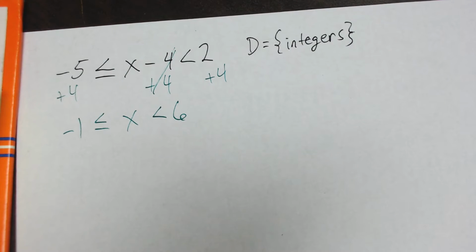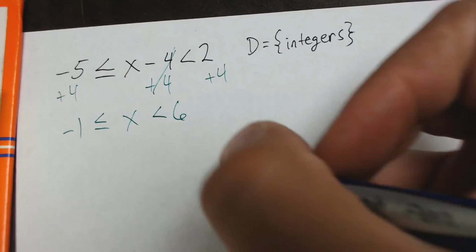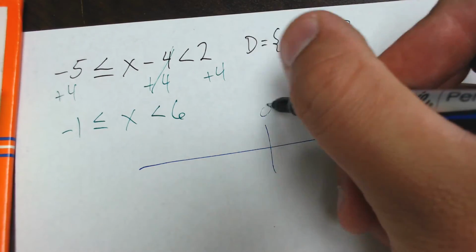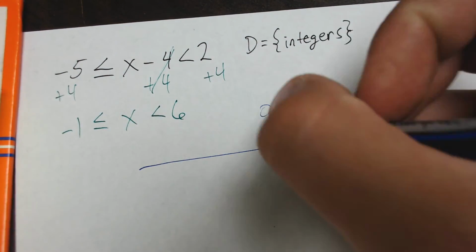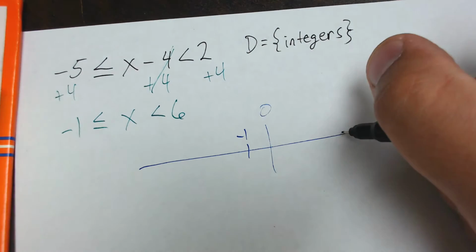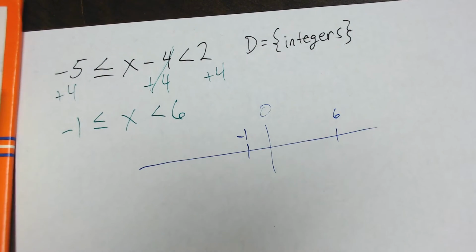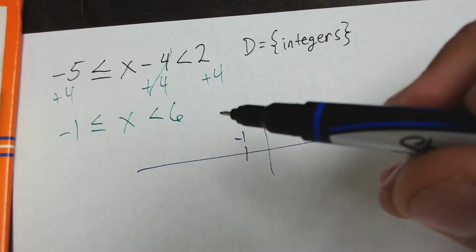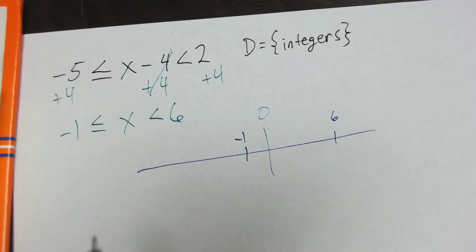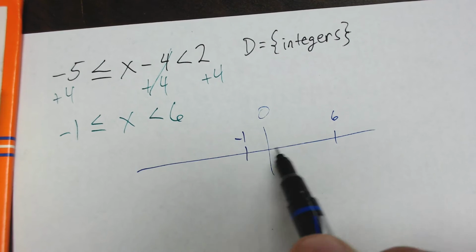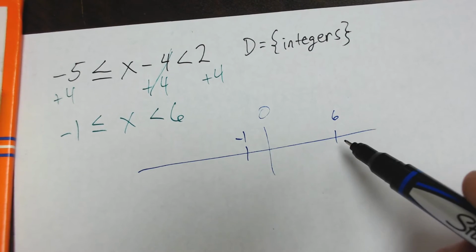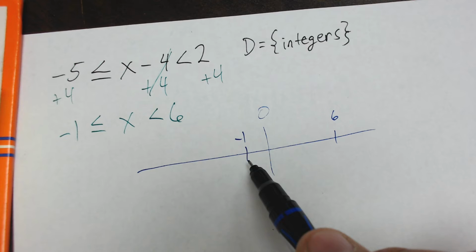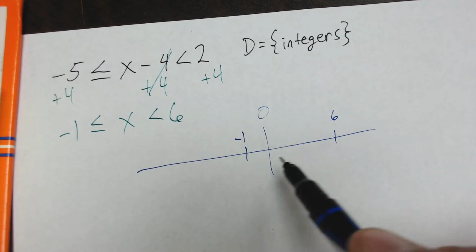So I'm going to go ahead and draw my number line. And I'm going to mark those two numbers, -1 and then 6. Now I have to figure out if this is a conjunction or a disjunction. So I see that x is greater than -1, which means I'm going to be going to the right, and x is less than 6, which means I'll be going to the left. That makes this a conjunction because there's 2 points being joined together.